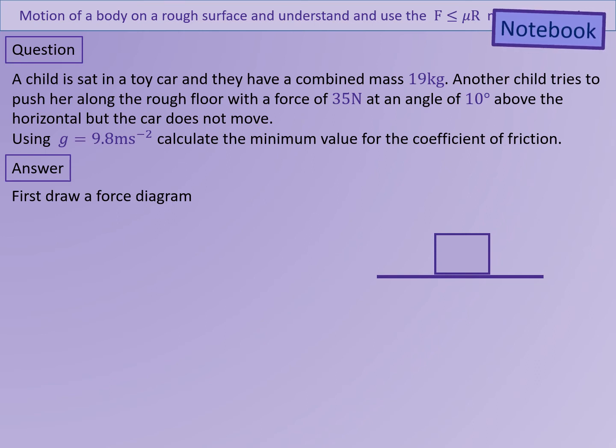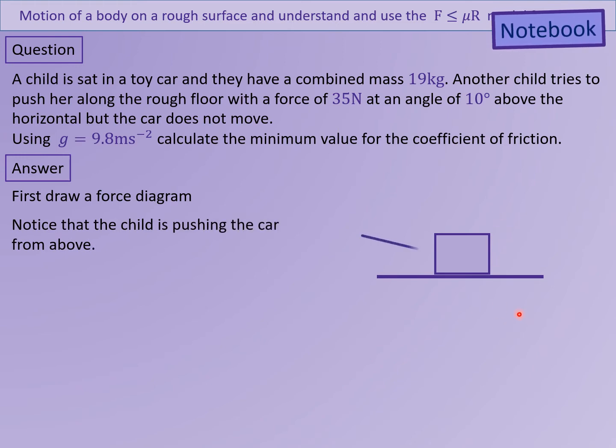Now this is important. A force of 35 newtons at an angle of 10 degrees above the horizontal. So there's the horizontal, and 10 degrees above it is like that. So this child is stood here pushing downwards on this car. They're trying to move it, not by pushing straight down, because that clearly would be stupid, but they're pushing part of their force down towards the ground as well. So they're not actually helping themselves here. It'd be easier to push it parallel. So they're pushing down 10 degrees.